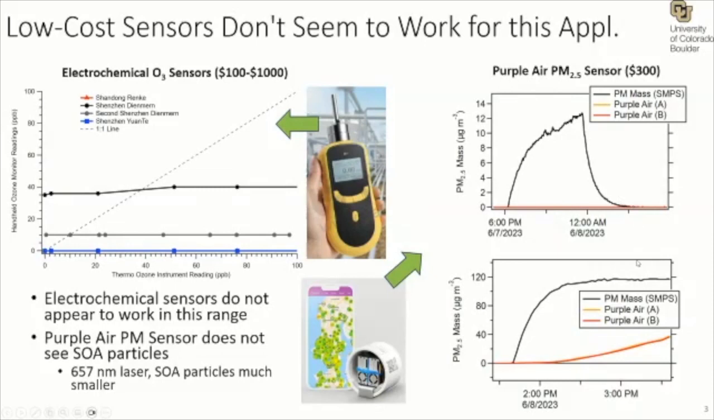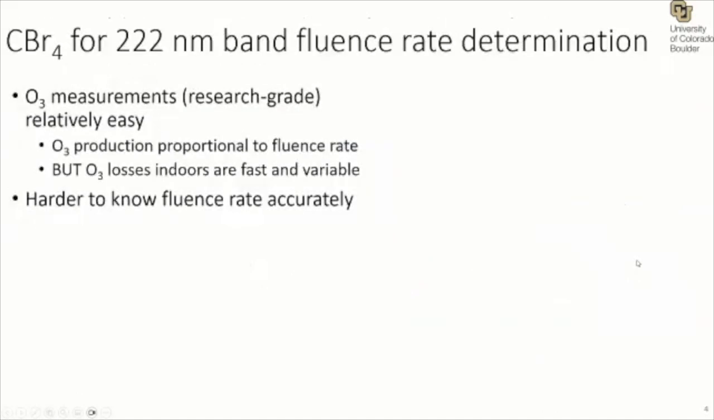This is because they are conceptually optical particle counters using a 657 nanometer laser. Usually SOA diameters are 200 to 300 nanometers. They're too small to have lasers scattered and thus detected. For our experiments, ozone measurements are relatively easy with research-grade analyzers, and ozone production is proportional to fluence rate. It's possible to use ozone concentration to determine fluence rate in our Teflon chamber, as ozone losses are very small in such a clean and controlled environment.